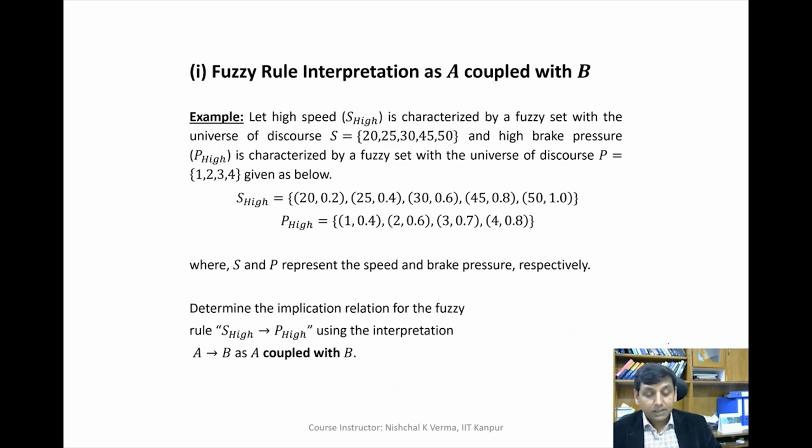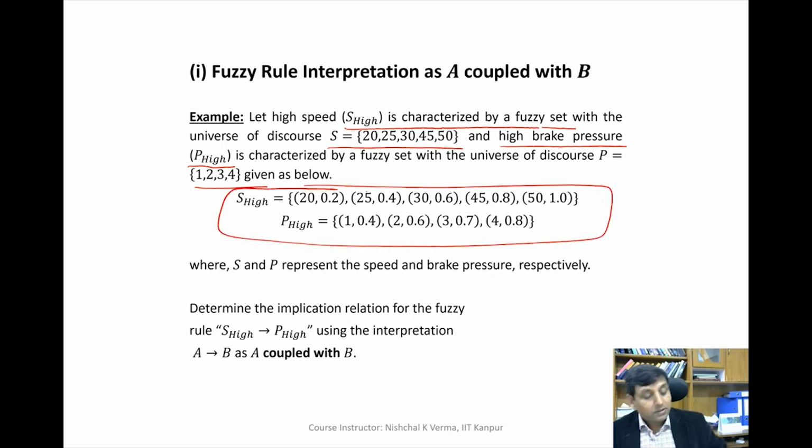And if we take an example here, where we have a high speed S, which is characterized by a fuzzy set. So S high is the fuzzy set with the universe of discourse S: 20, 25, 30, 45, 50. And we have another fuzzy set here, P high, with the universe of discourse 1, 2, 3, 4. So we have two discrete fuzzy sets. I can write here, both the fuzzy sets are discrete fuzzy sets.